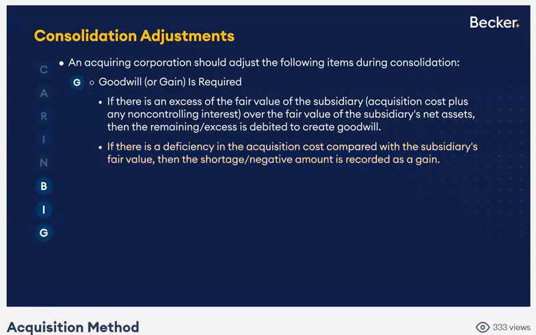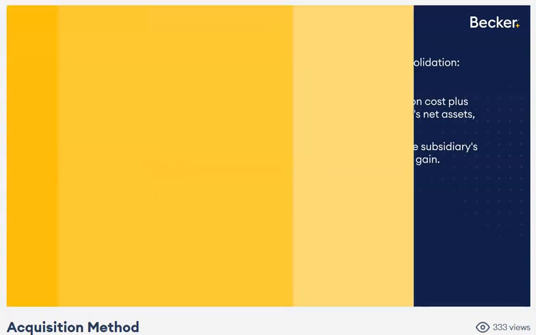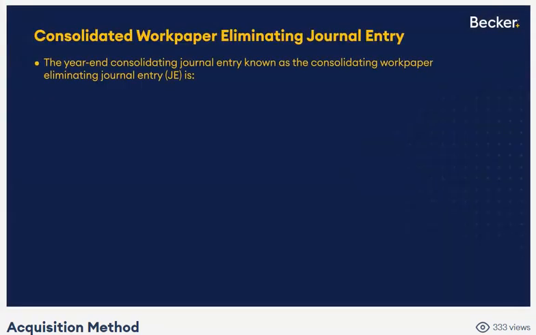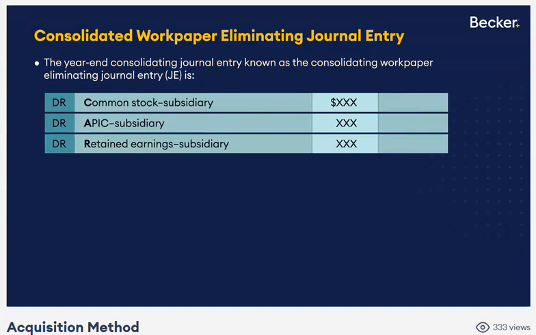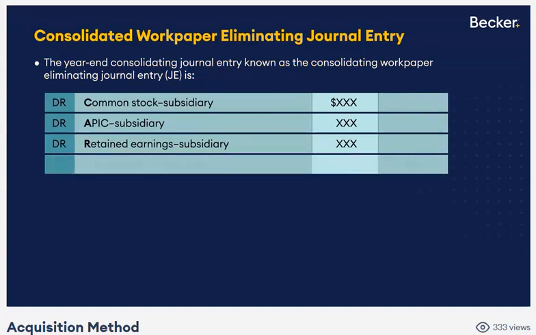By the way, that still stays in the G, doesn't it? Big, B-I-G. So if it's a positive, you paid extra, goodwill. If you got it at a bargain, you call it a gain. So here's the journal entry once again. And I like to call it, as I said, the consolidating journal entry. We're eliminating the sub's equity, common stock, additional paid-in capital, and retained earnings. We're offsetting that against our fair value just paid, the investment in sub.